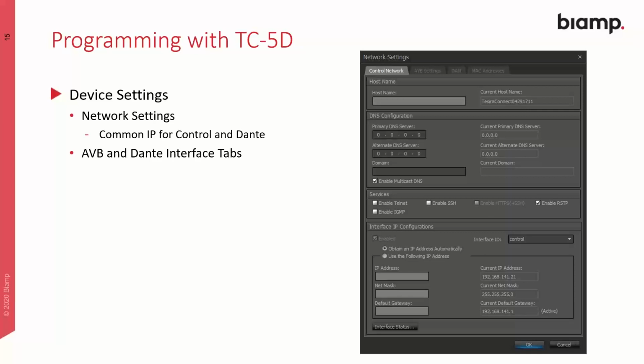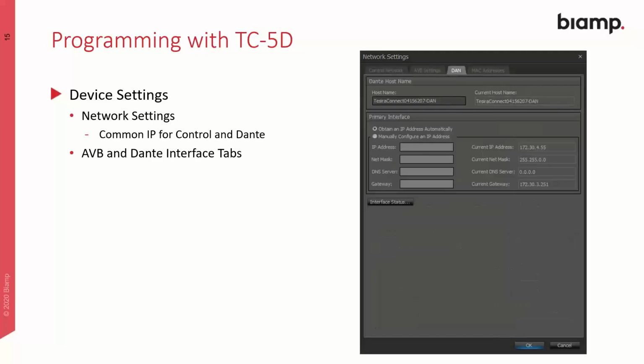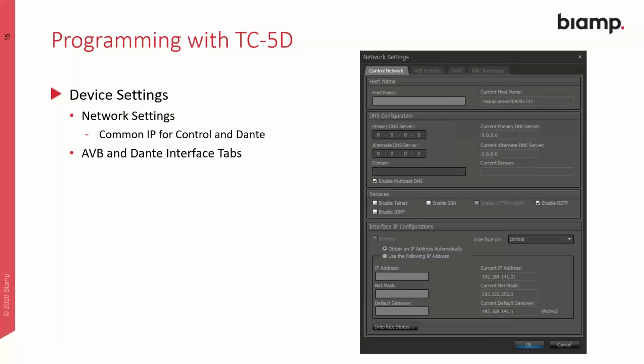The AVB and Dante interface tabs, I will point out some. I want to back up here. I would just like to point out that this is also on this control tab where you would enable IGMP, should you so need that. RSTP is enabled here, as you can see, by default.